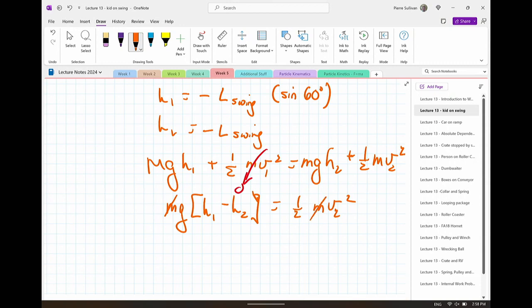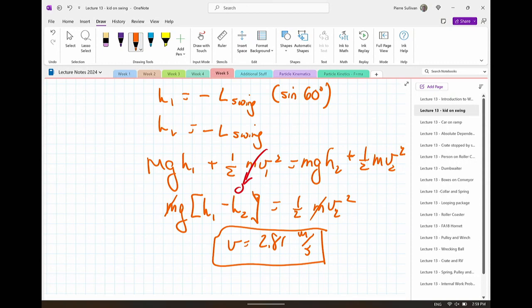The masses disappear because they're on both sides. V2 squared's there. I got a half. I do some numbers, and I get V equals 2.81 meters per second at the end. And if you solve through for it or look at the old solution, it's the same thing as before.